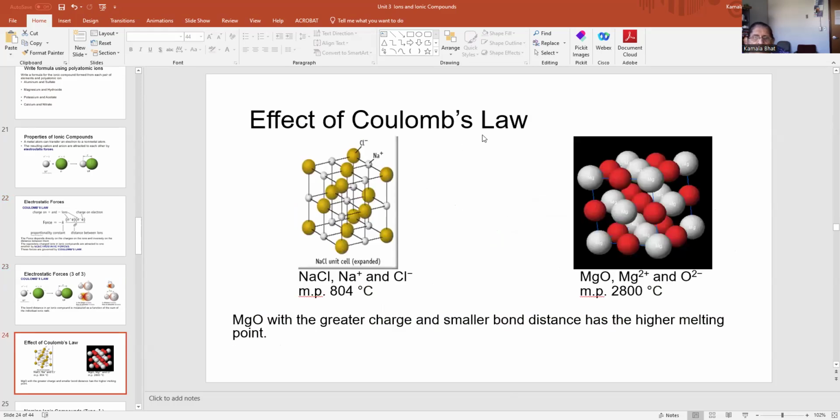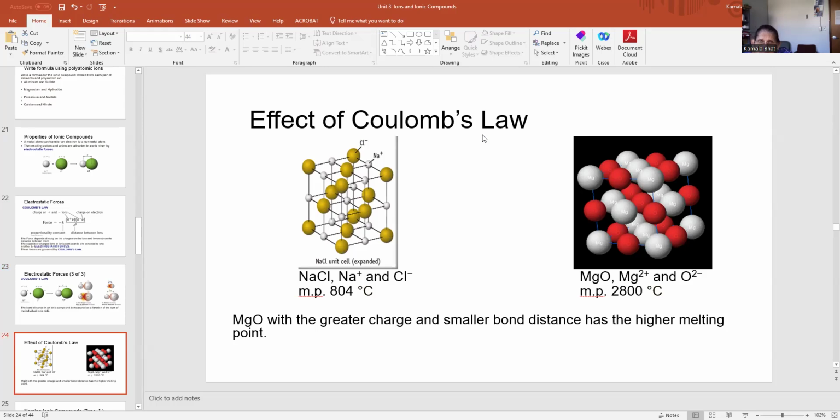Now, this is the effect of Coulomb's law, and you can see it. Sodium and chloride form sodium chloride, and you can see how the crystal structure is. And this cell is expanded in order to show you where the sodium ions are located and how they are surrounded by different elements. And on the right-hand side, you have magnesium oxide, which consists of magnesium metal and oxygen.